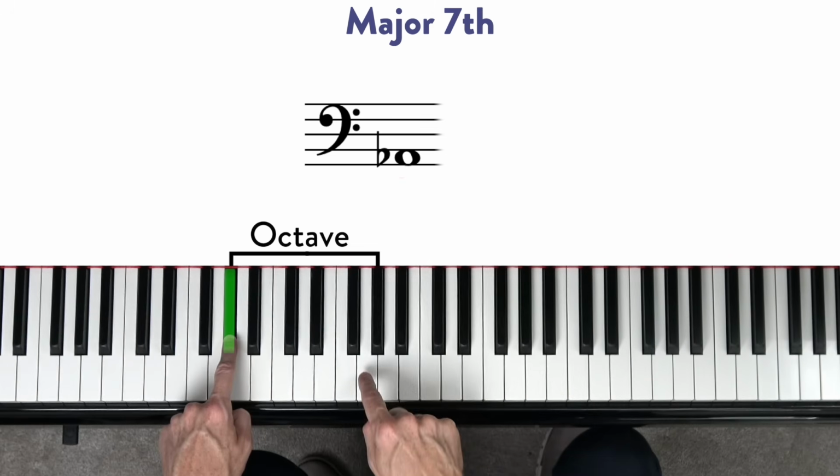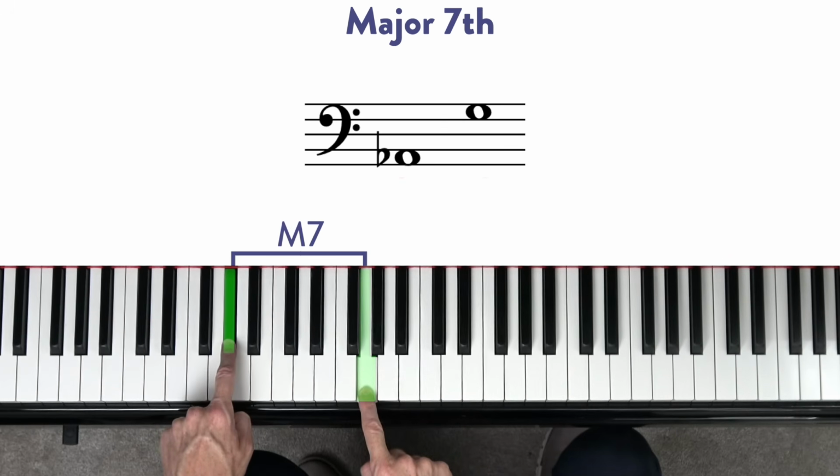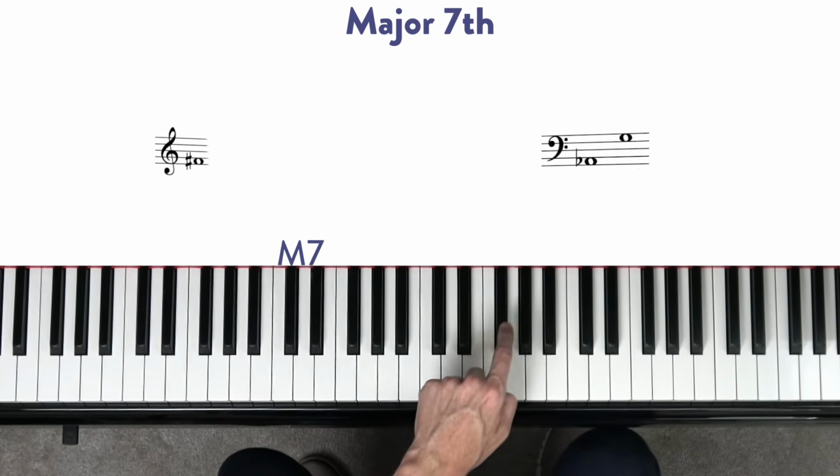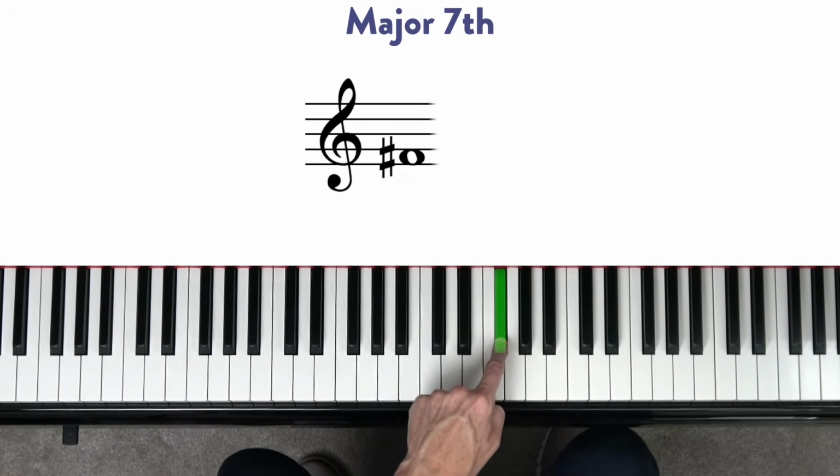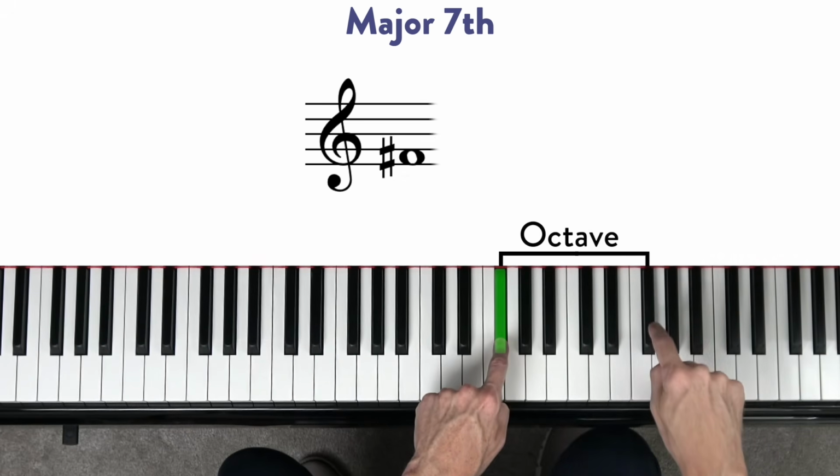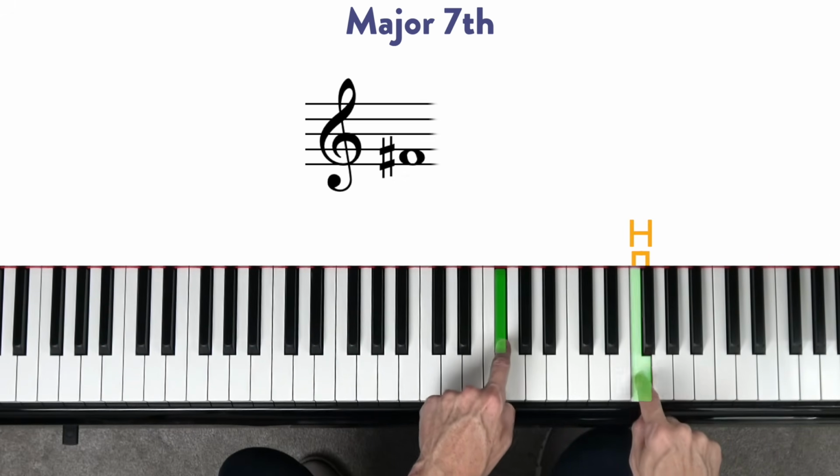Just go the full octave minus a half step. Here is our major seventh. How about right here? Find a major seventh above. From F sharp to full octave minus a half step would put us here.